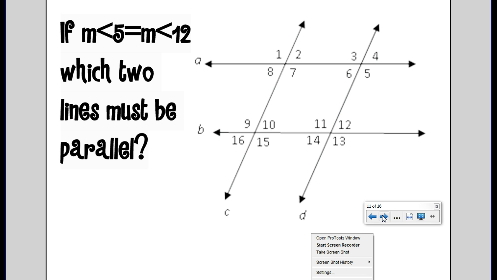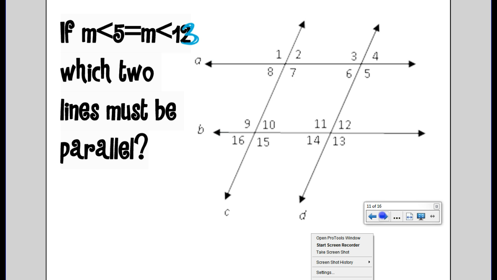So the next day we learned what's called converses. We kind of reversed our sentences. If two things are equal or supplementary, you have to choose which two lines are parallel. We're going to ask you this tomorrow. I'm going to change this problem real quick. I'm going to change this to 13, and then I'll ask you what the original problem was, but I want to ask you this one first. If the measure of angle 5 equals the measure of angle 13, which two lines must be parallel?